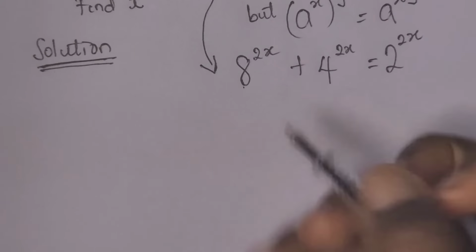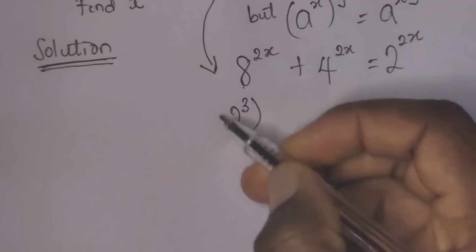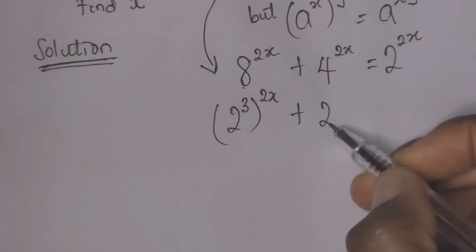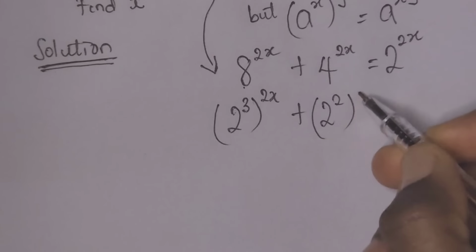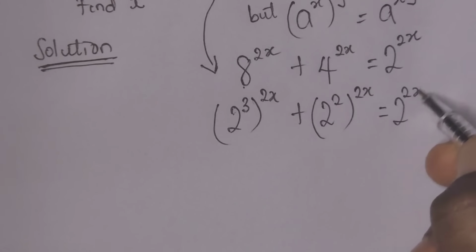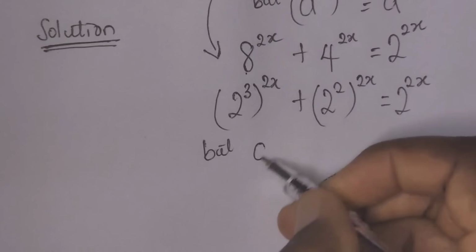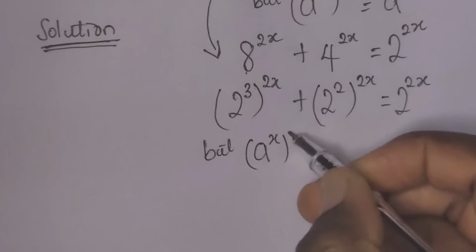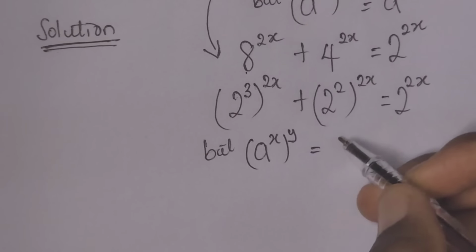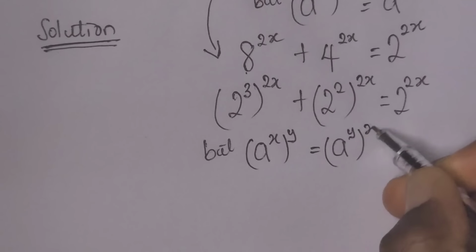So this 8, we can rewrite as 2 to the power of 3 further raised to the power of 2x, plus our 4 is 2 to the power of 2 further raised to the power of 2x, or equal to 2 to the power of 2x. But when we have 8 to the power of x further raised to the power of y, we can actually interchange the power to be 8 to the power of y further raised to the power of x.